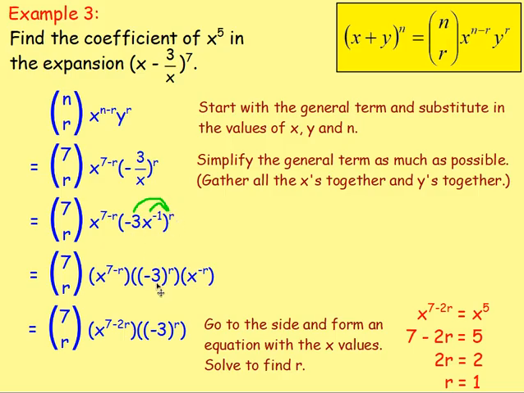You've still got this negative 3 to the power of r, but you've split up these x terms. You can now gather them together because the x isn't being multiplied by a number. So x to the power of 7 take away r times x to the power of negative r, same base, just add the indices. So 7 take away r, add negative r, is 7 take away 2r.